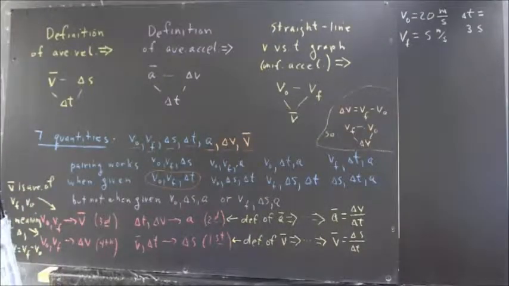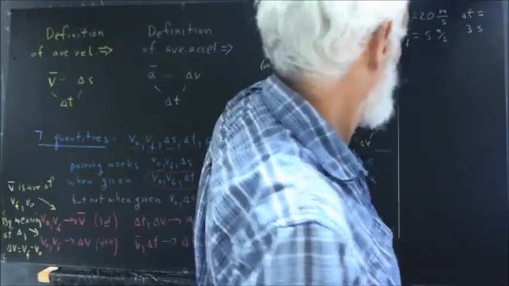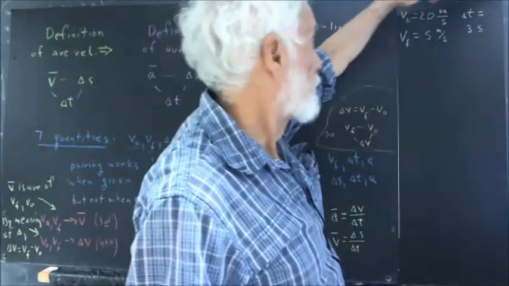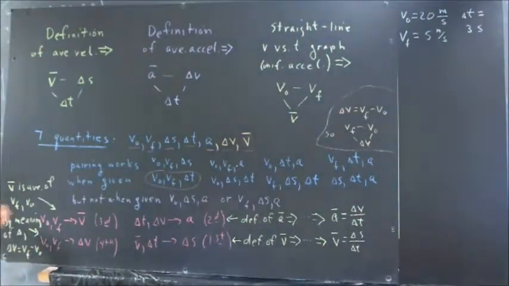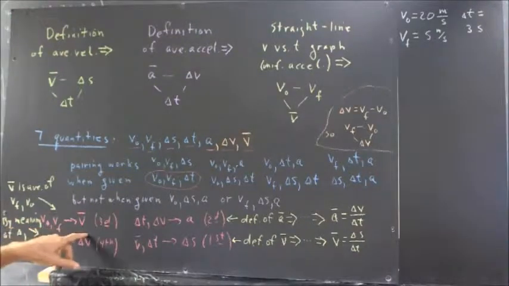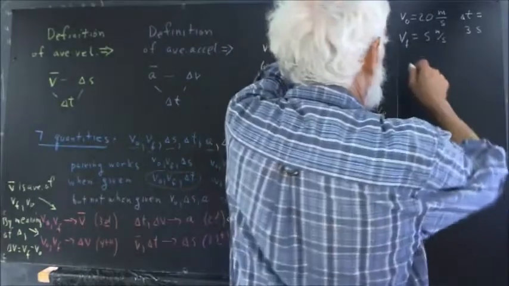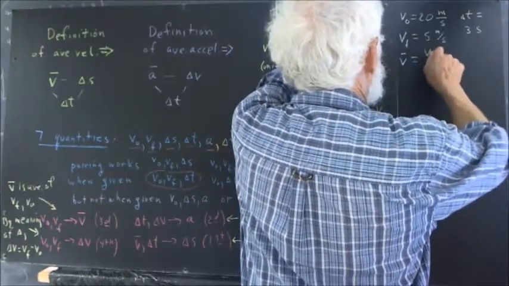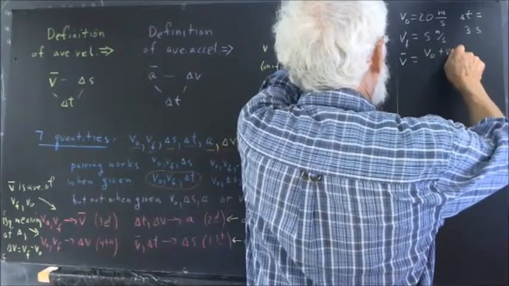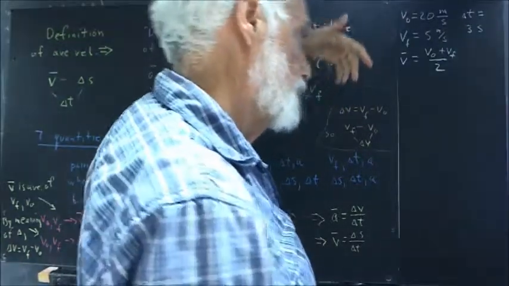Now let's go ahead and go through the process if we know V naught, VF, and delta T to have the values I've written here. We go from 20 meters per second to 5 meters per second in 3 seconds. Let's just go in order. V naught and VF give us V bar. So V bar is V naught plus VF over 2. Not VF minus V naught over 2.